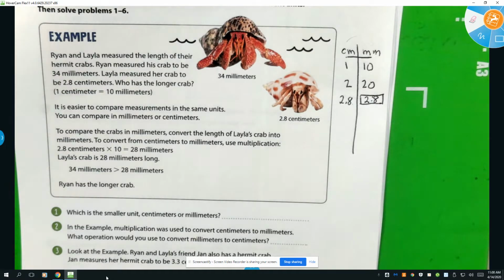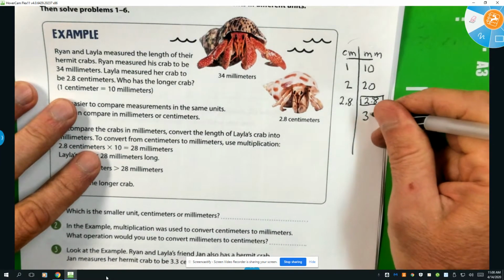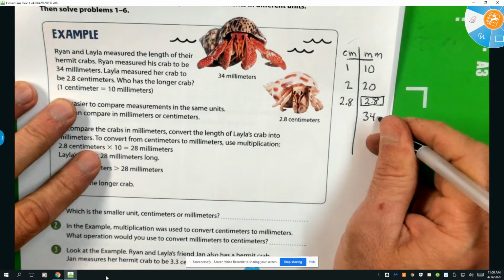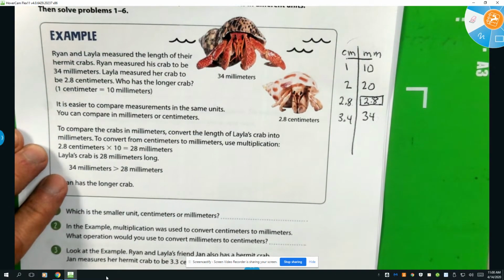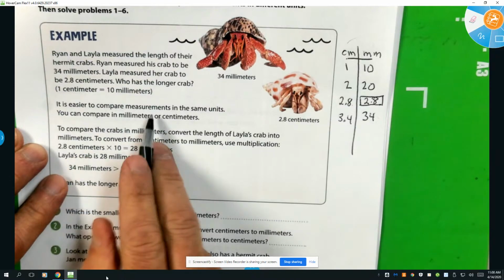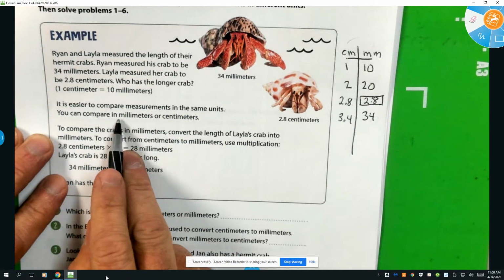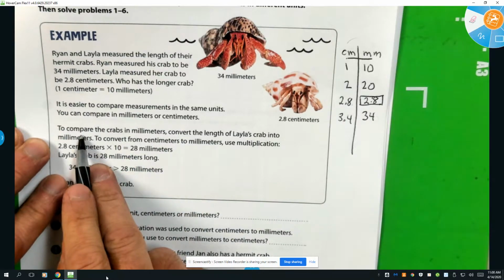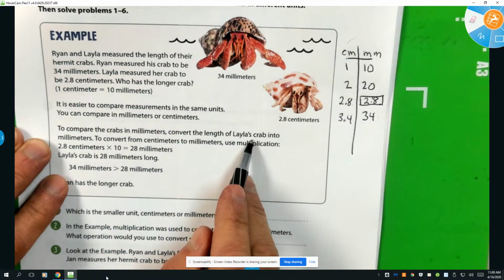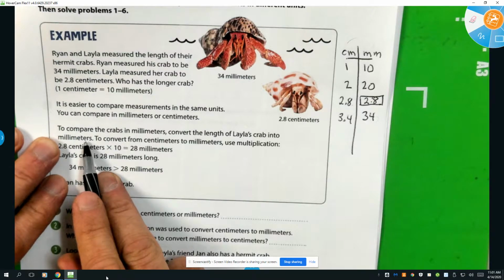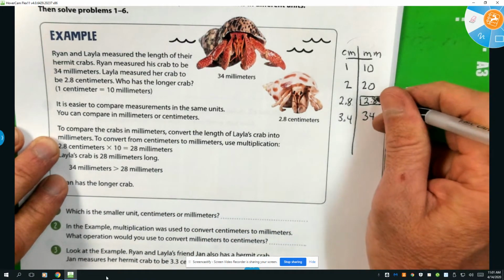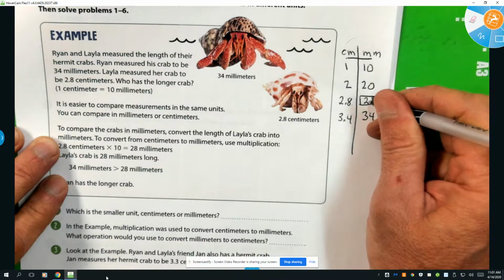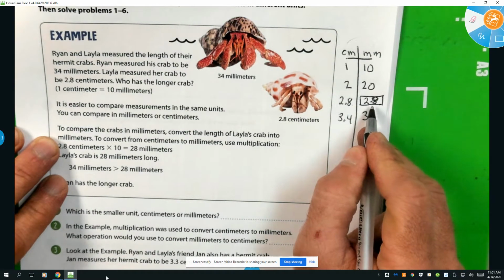And then we have 34 millimeters. Well, let's do the same thing. Divide it by 10, so it's going to be 3 4/10 centimeters. Pretty simple. It's easier to compare the measurements in the same units. You can compare in millimeters or centimeters. To compare the crabs in millimeters, convert the length of Layla's crab into millimeters. And that's all we have to do for Layla. So we just take 2.8 and multiply it by 10, and we get 28. And that little dot there doesn't belong, so it's 28 millimeters.